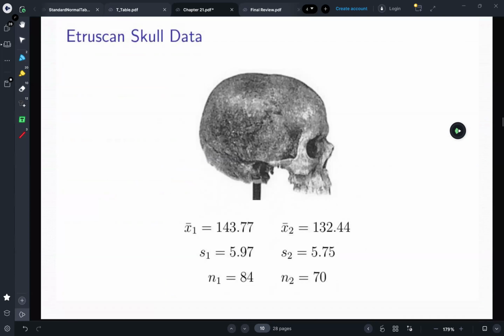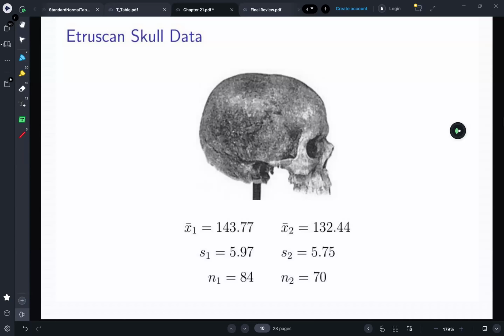So here are the skull measurements. The average measurement for the Etruscans was 143.77 compared to the modern Italians, which was 132.44. We're now really becoming suspicious. There probably really is a big difference between the two. And then if there's a difference, they may not be native to Italy, right? If there's a big difference.